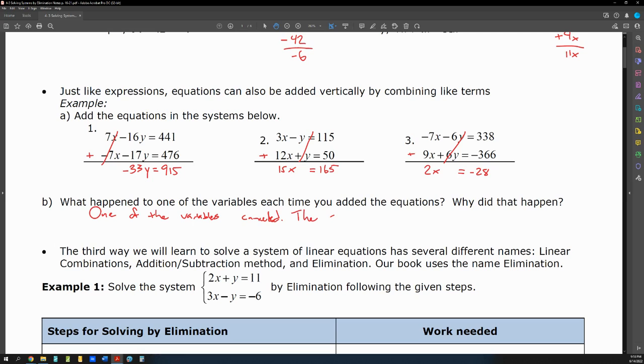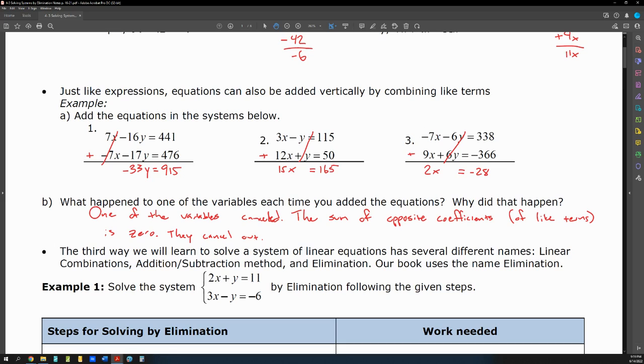So the sum of opposite coefficients (of like terms) is zero. Or in other words, they cancel out. Okay?